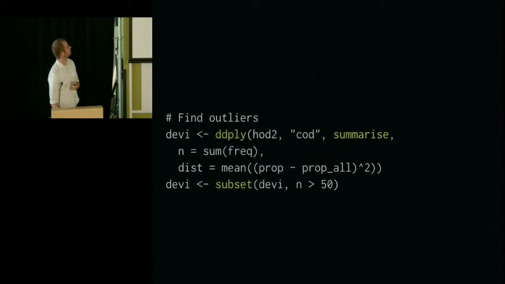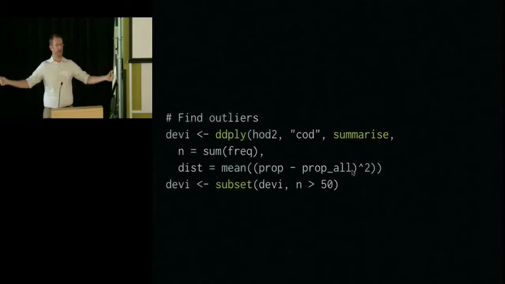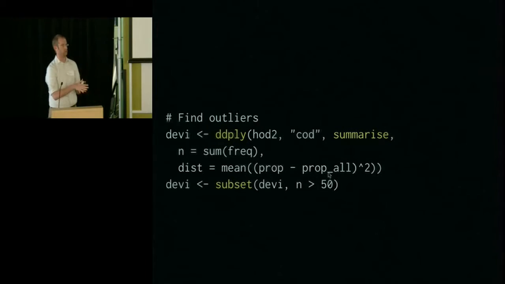So then what I'm going to do is, again, break it down by cause of death. This time I'm going to summarize it. So I'm summarizing each cause of death with two numbers. The total number of people who died of that disease, and then this distance, which is basically the average squared distance between the frequency for that disease at that hour and the overall frequency. So it's a quick way of picking out ones that are far away, which should have high values, while ones that are close to the overall rate should have small values.